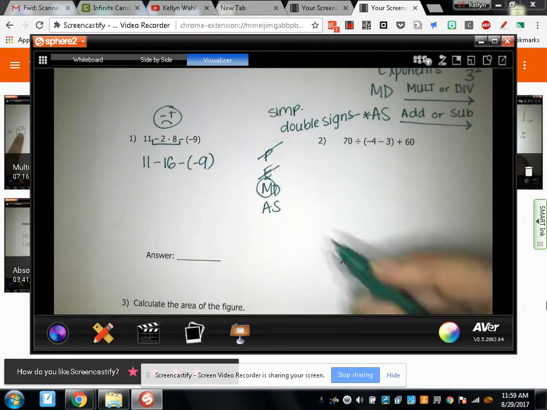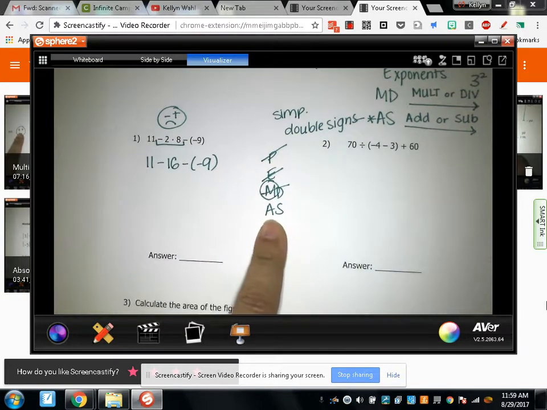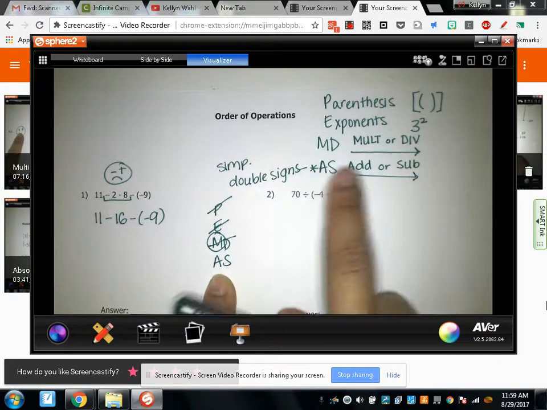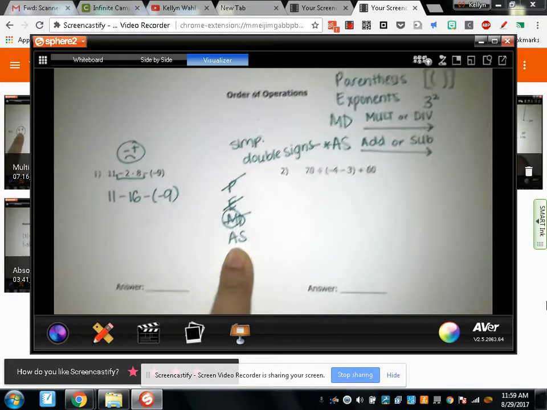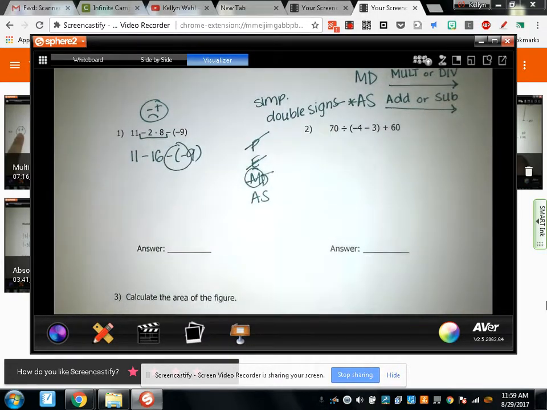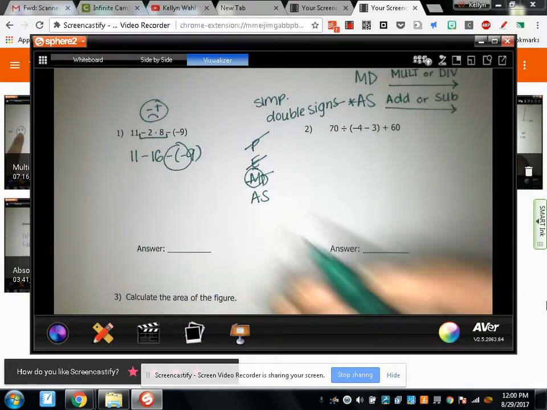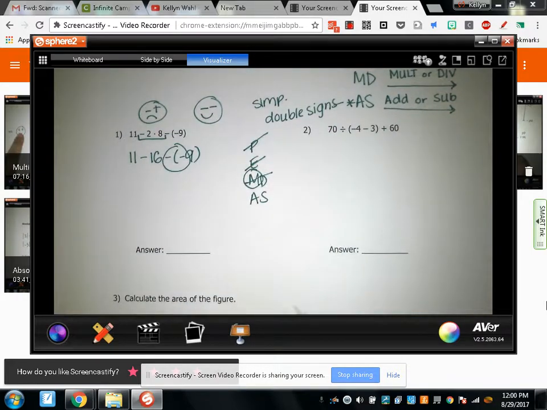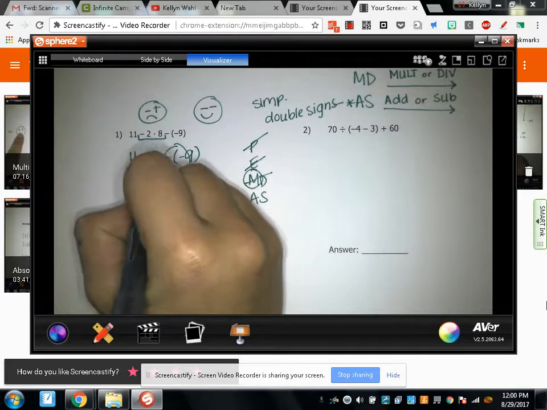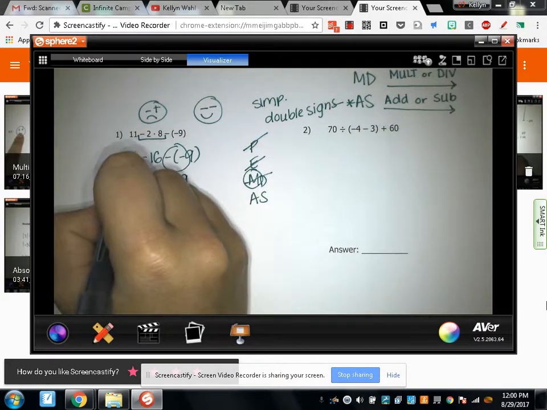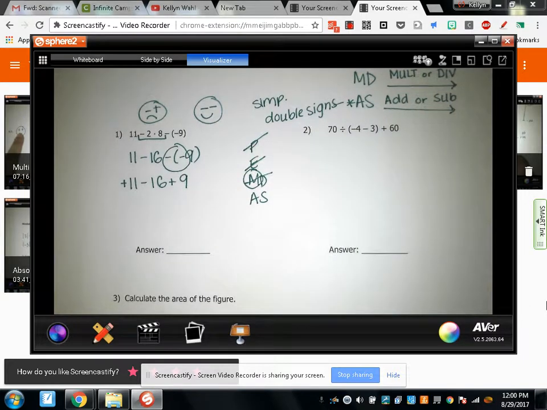Now I'm at the point where I'm in addition and subtraction. And when I'm in addition and subtraction, I can do it from left to right, and I can simplify double signs. So I'm going to simplify double signs first. If you look here, I have 2 negative symbols, and a negative is a positive. So I'm going to rewrite this as 11 minus 16 plus 9, which is really positive 11 minus 16 plus 9.